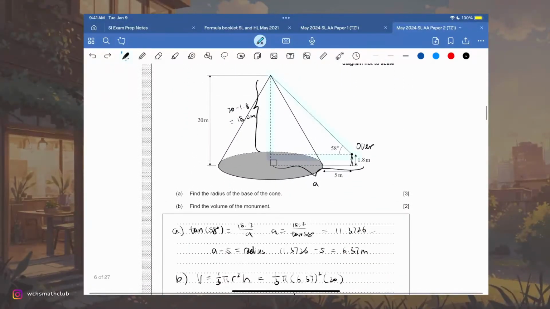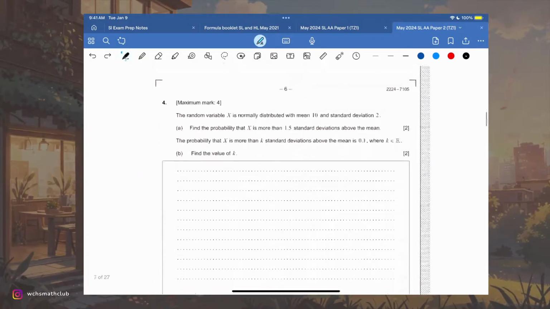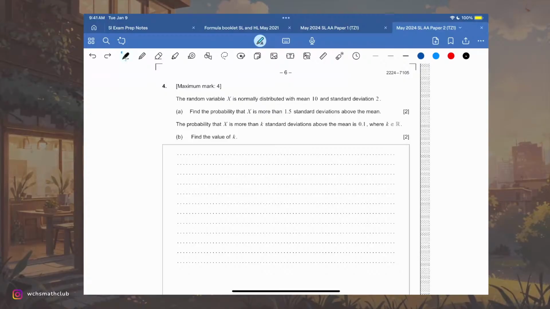It requires a bit of a trick and is mostly plugging into your calculator. Okay, now I'll pass this over to Alan, who will explain questions 4 to 6.